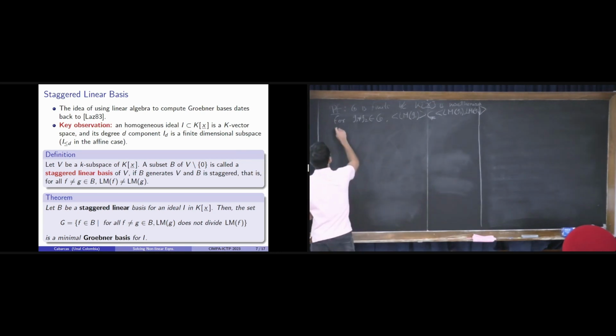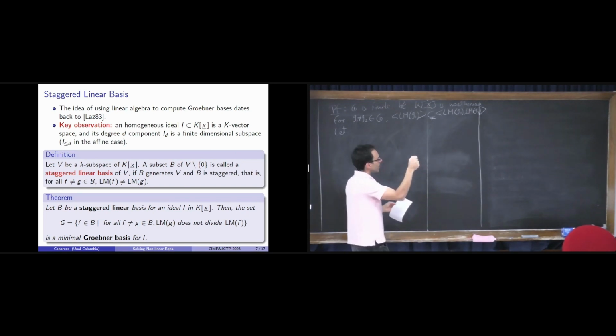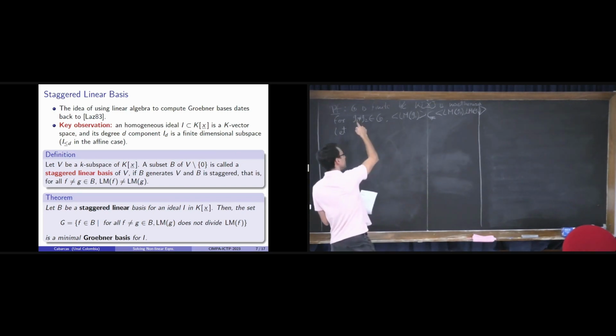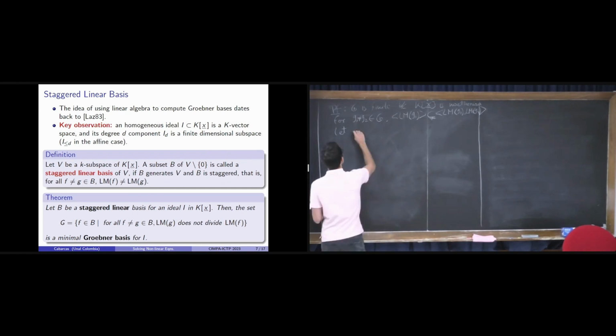Now, we want to show that that's a Groebner basis. So we're going to take an element, as we have done several times now. We're going to take an element in the ideal, and we're going to show that there's an element in G whose leading monomial divides the leading monomial of F. So let F be an arbitrary element in the ideal.